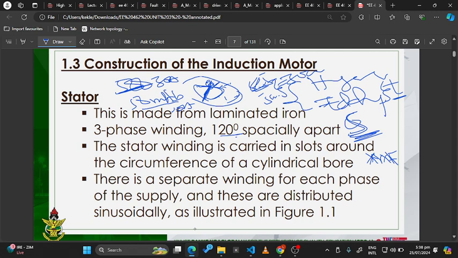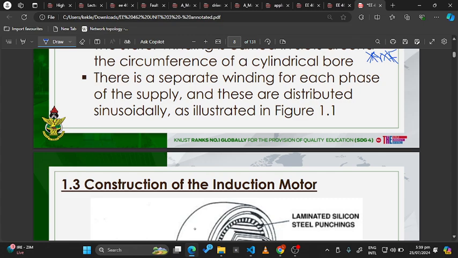Some people argue that there is a current-carrying conductor in a magnetic field, but it's not actually these rotor windings that produce the torque. It is rather the rotor itself that is producing that torque. Whatever it is, the motor works and we move on. There is a set of windings for each phase of the supply. Since we have three phases, each has a separate winding.